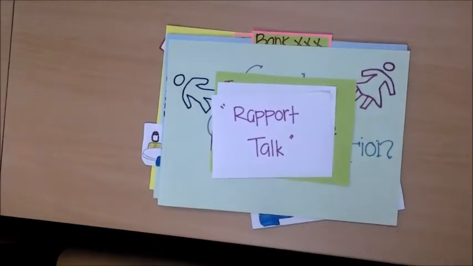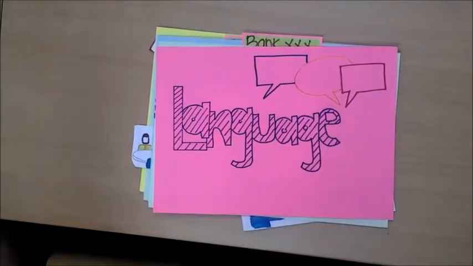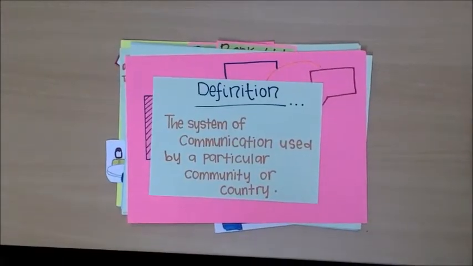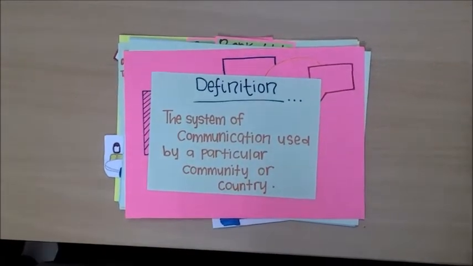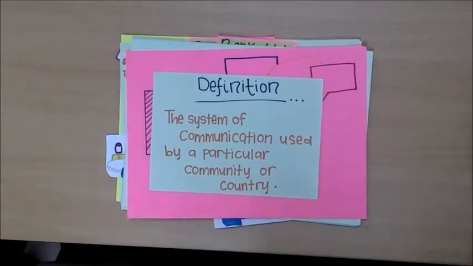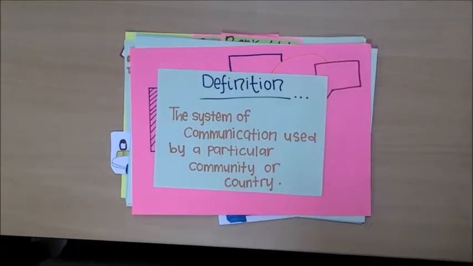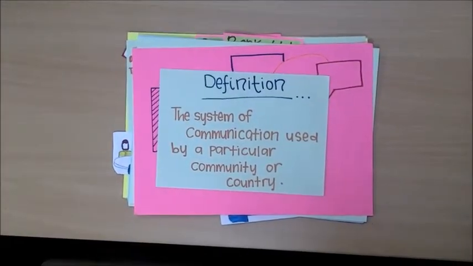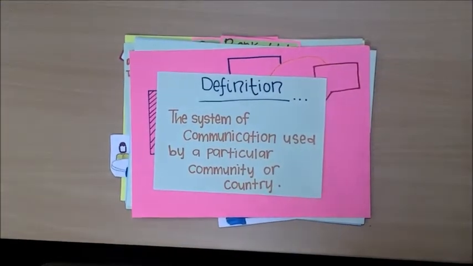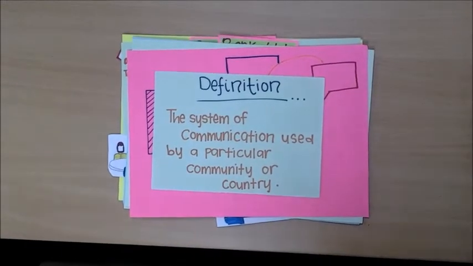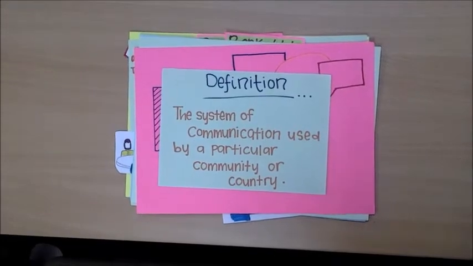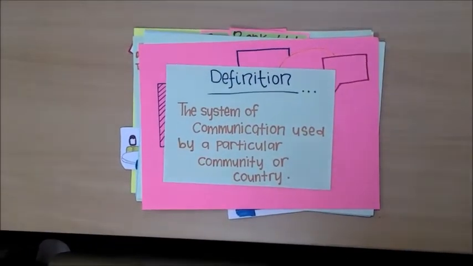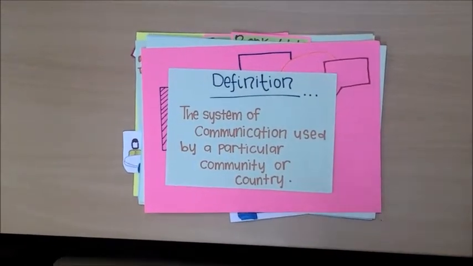Furthermore, language. Language is the system of communication used by a particular community or country. Language is very important in communication because language can represent a person's attitude. While we observed the Bank XXX, we experienced communication with the banker. The banker used good language while speaking to kids and elders so that they could easily understand what the information was about.